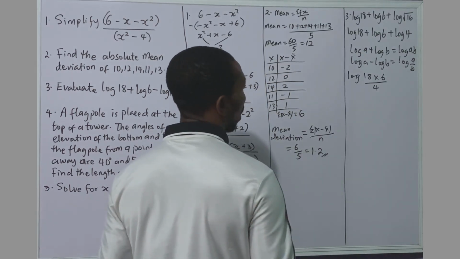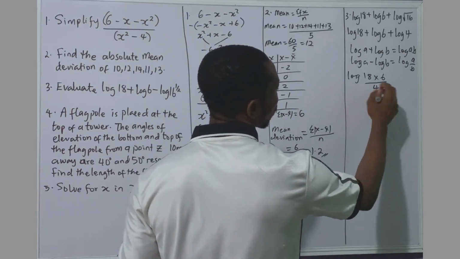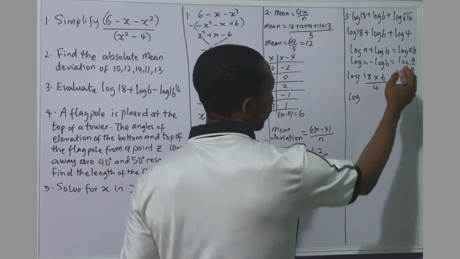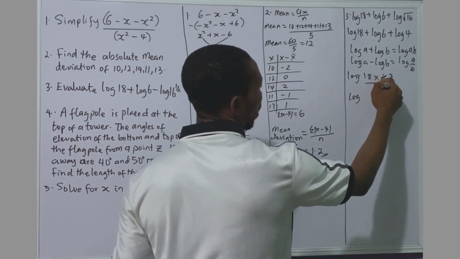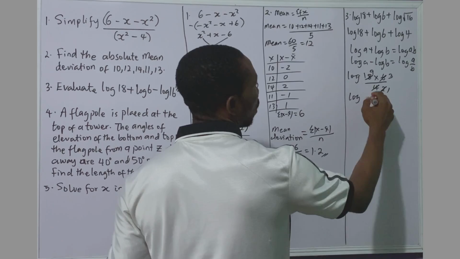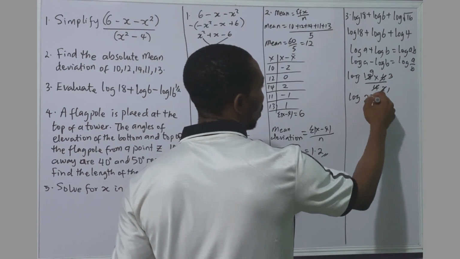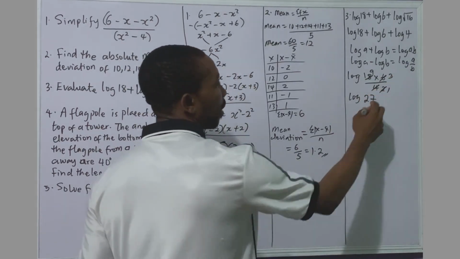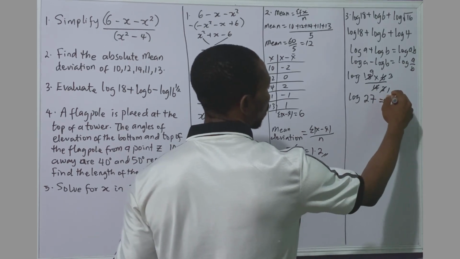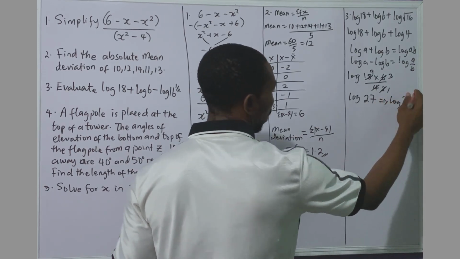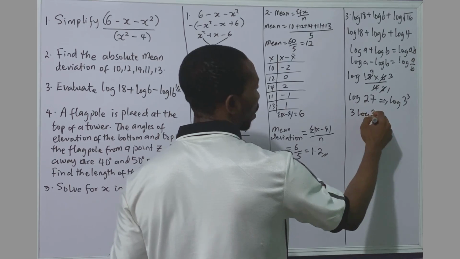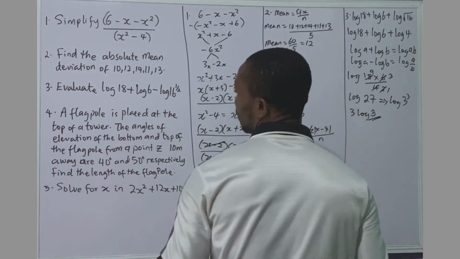We can break it down. 2 into 18 goes 9, 2 into 6 goes 3, and 2 into 4 goes 2, leaving 9 times 3, which gives us 27. So we have log 27, which we can still break down. We know that log 27 gives us log 3 raised to the power 3, which is 3 log 3 as our answer.